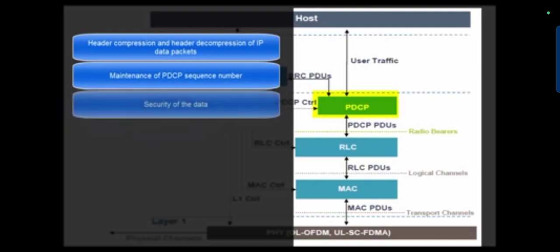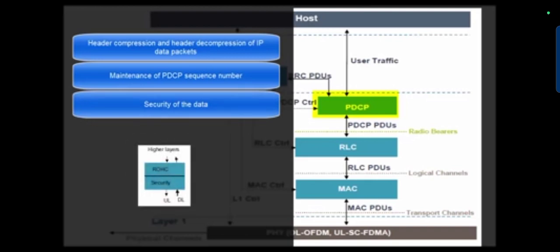Third task is security of the data. If your data is not secure on air interface, somebody may intercept this data. For example, online payment on your mobile will no more be secure if there is no security mechanism. So we need to secure this data by integrity and ciphering before transmitting it on air interface.